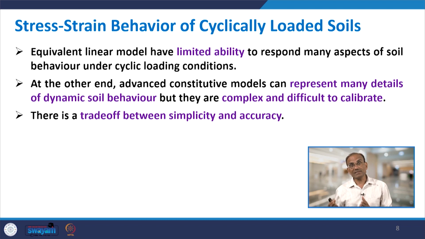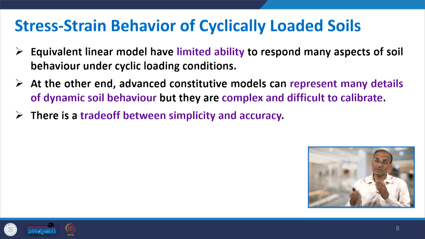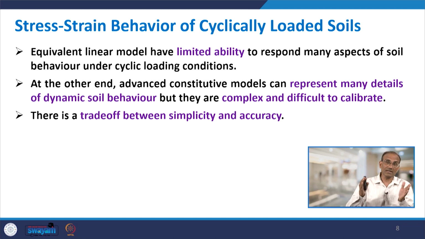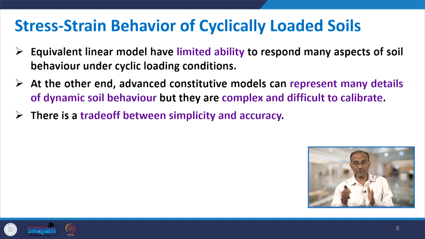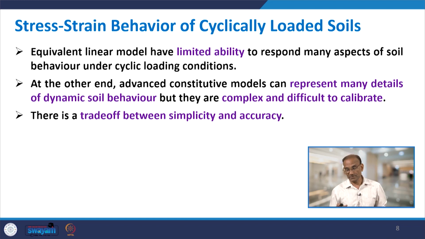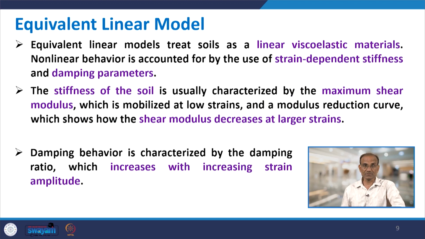On the other end, you have advanced constitutive models which can represent many details of dynamic and cyclic loading behavior, but they are very complex and difficult to calibrate. So, on one end you have a very simple model which requires less calculation, but at the same time is not so accurate. On the other side you have very advanced constitutive models requiring a lot of calculations. Which one should be selected? There is a trade off between simplicity and accuracy, and that needs to be decided; it varies from project to project and with the use.